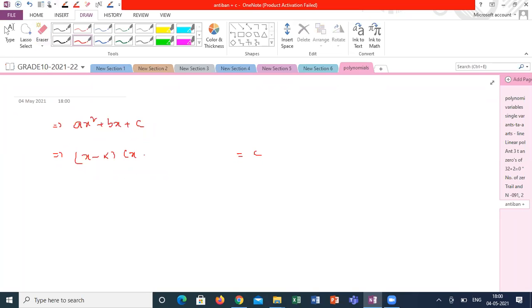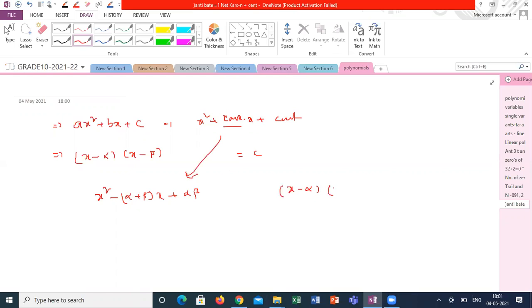So this can be equal to x minus alpha into x minus beta. If I expand it, x square minus alpha plus beta into x plus alpha into beta. This expression I can write as x square plus some constant into x plus some other constant, so both look in the same form.